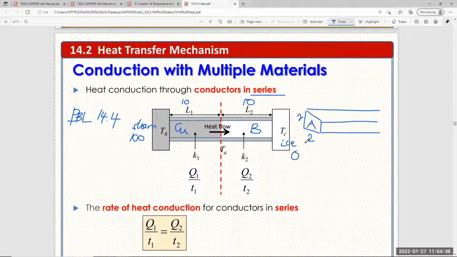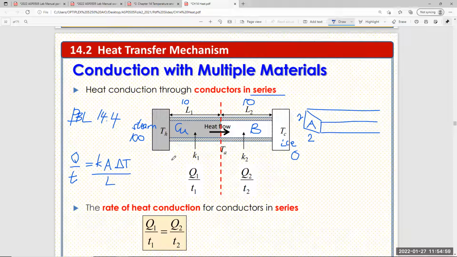Our problem, when we discuss our equation, just recall it: for a single material, if you want to find Q over t, the formula, as you know well, is kA delta T, a very simple one, divided by L.